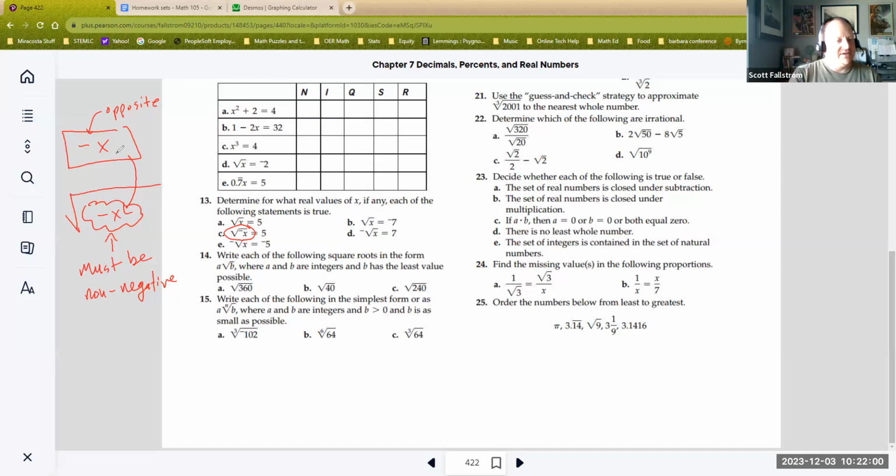But x is an integer, so x could be, and actually I said for what real values, so x could be even an irrational number if we needed it to be. But again, it goes in there. It could be positive, could be negative. Okay, just remember that.